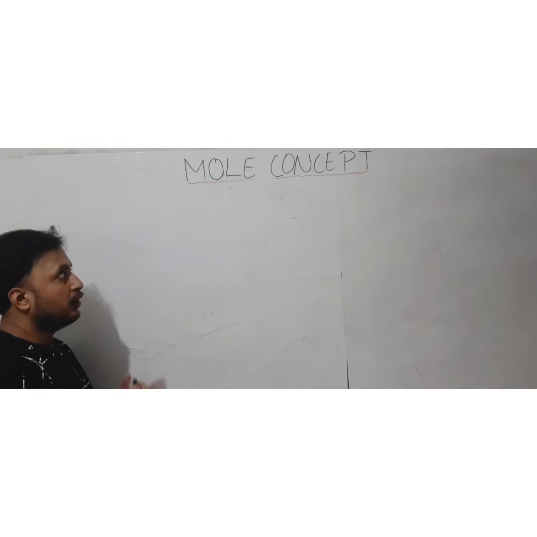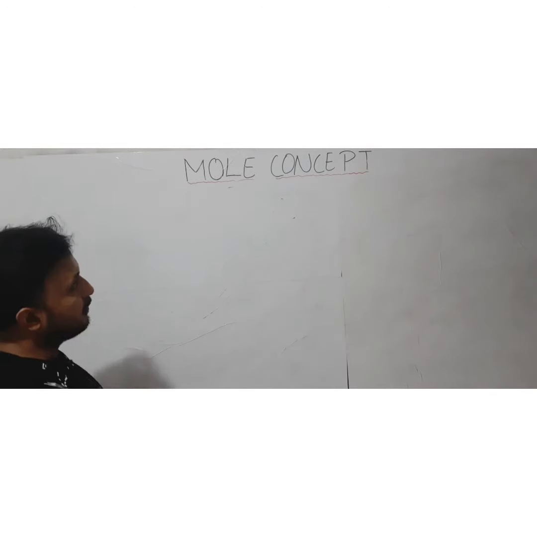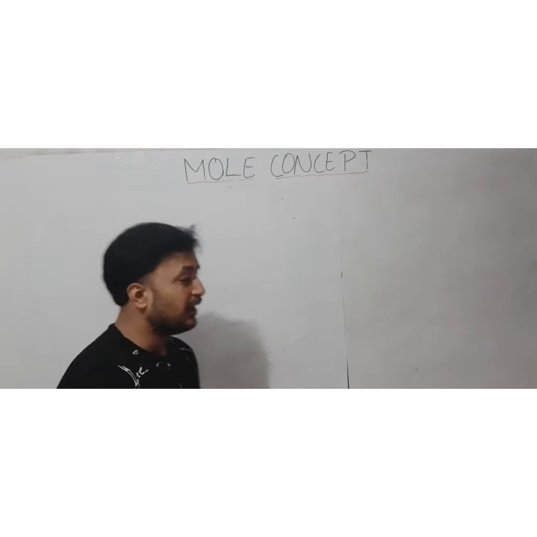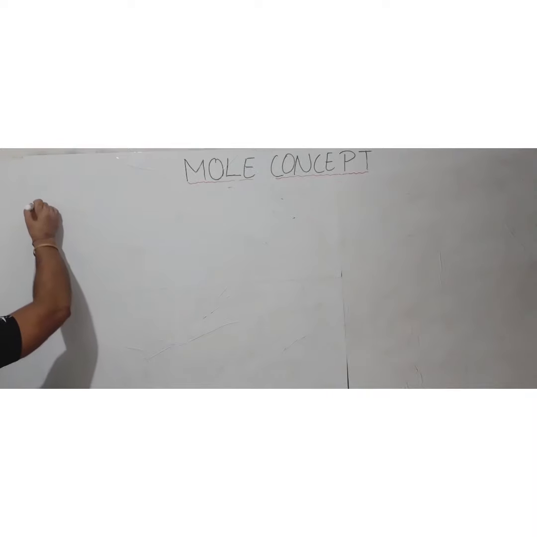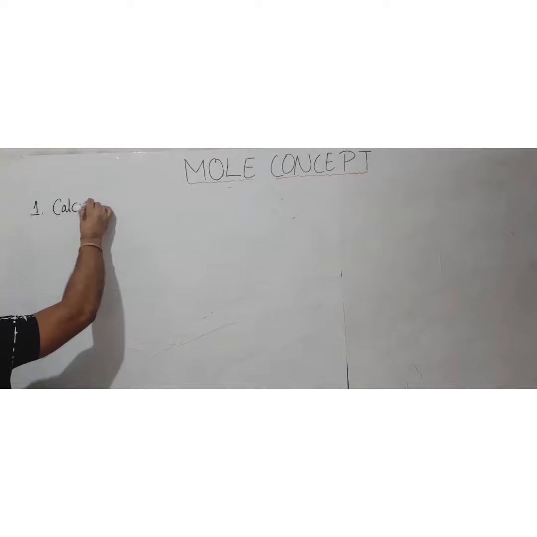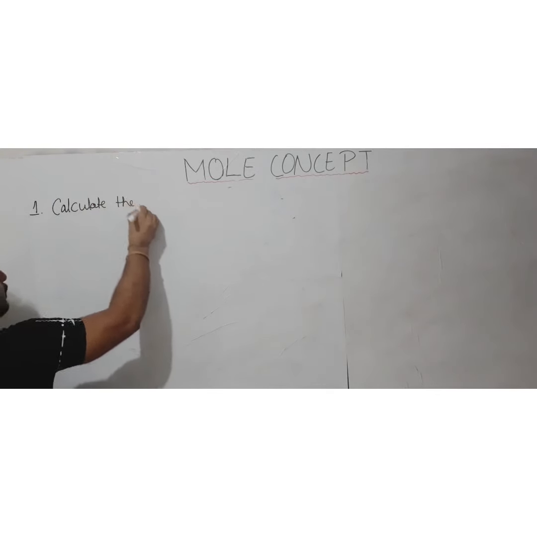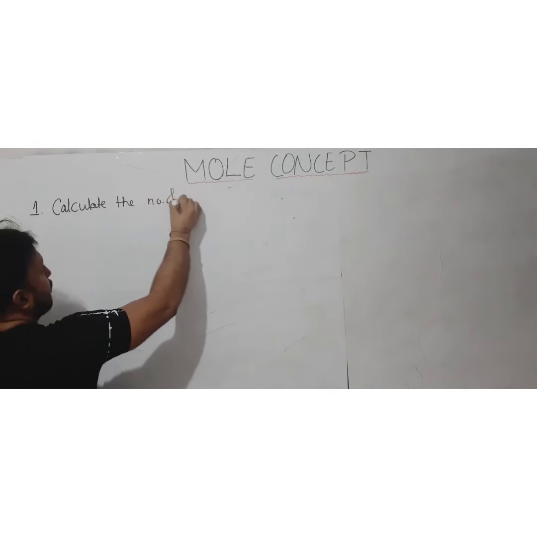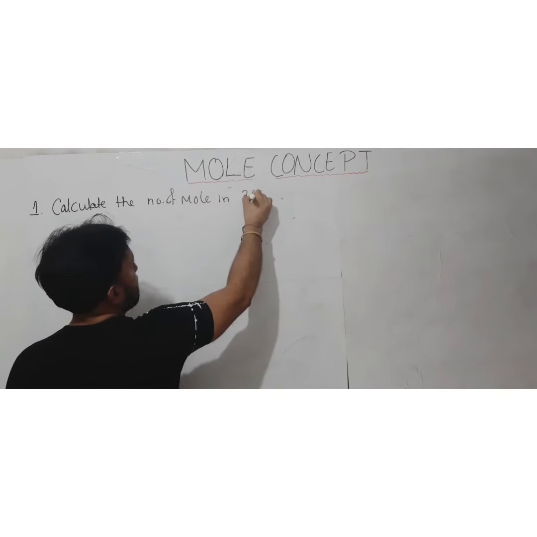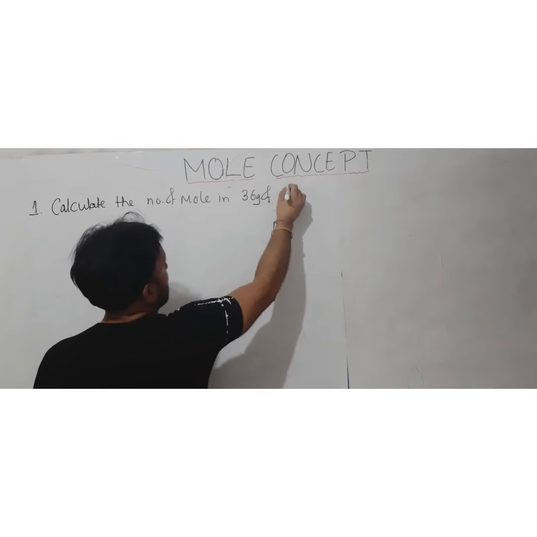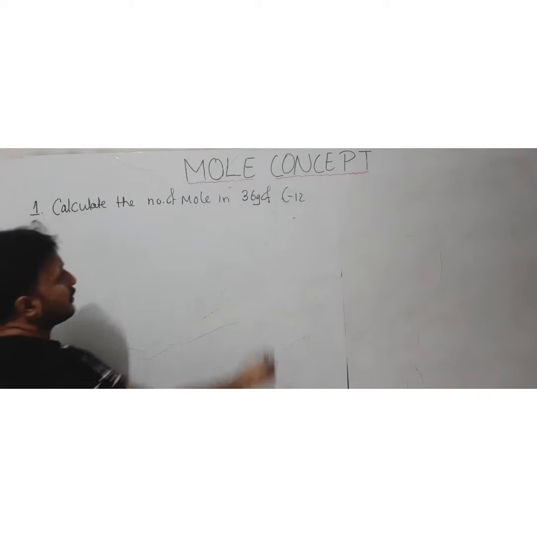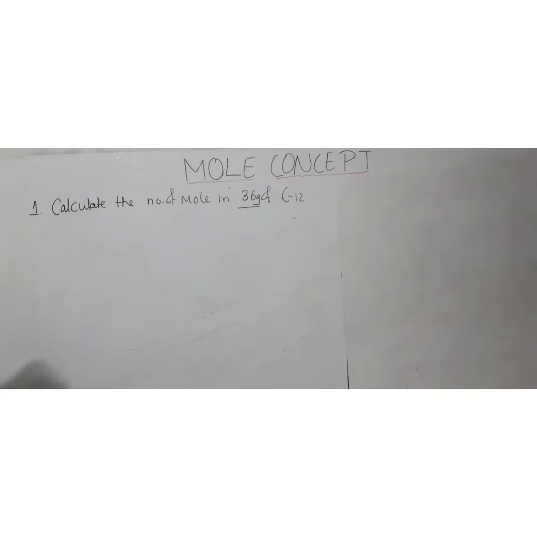So let's start the numericals, which are basically the types of questions which you usually get. First we start from the basic things, then we move on. Suppose the question is of the type: calculate the number of moles in 36 gram of carbon 12. Okay, this is a simple question. So they have given you 36 gram of carbon 12.